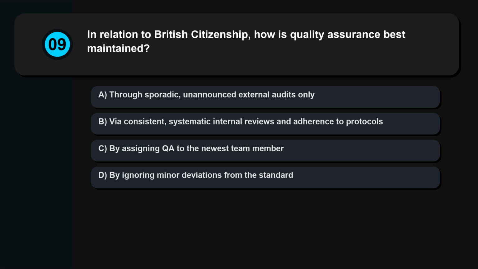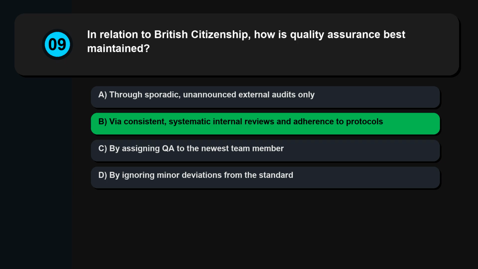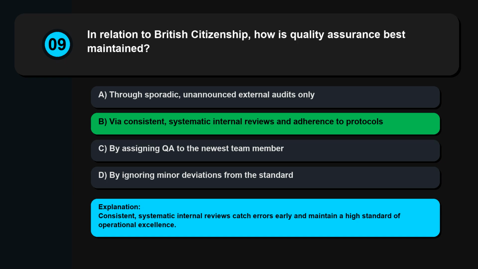Question 9. In relation to British citizenship, how is quality assurance best maintained? Through sporadic, unannounced external audits only, via consistent, systematic internal reviews and adherence to protocols, by assigning QA to the newest team member, by ignoring minor deviations from the standard. Consistent, systematic internal reviews catch errors early and maintain a high standard of operational excellence.